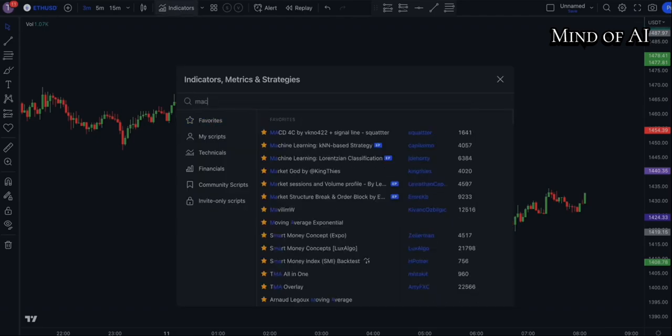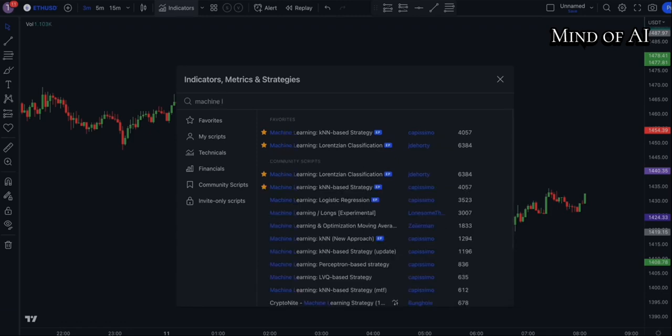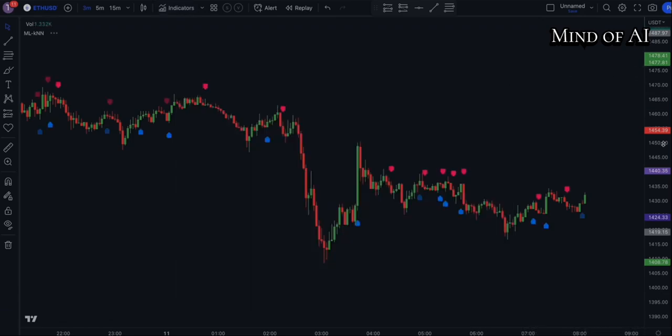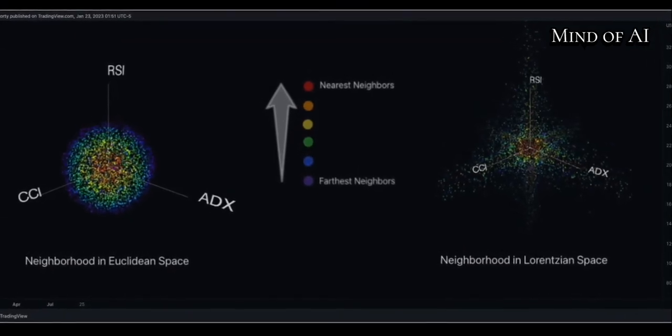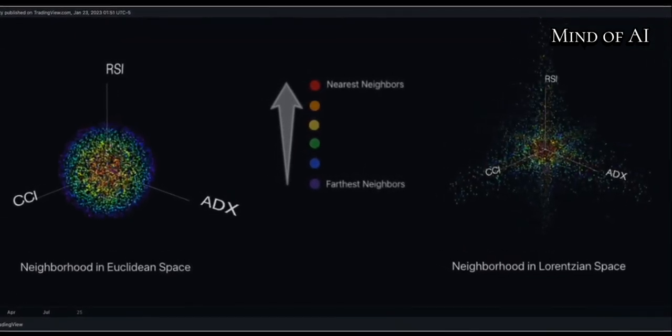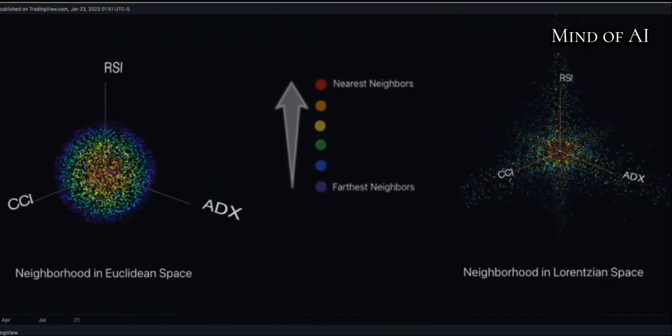So for the first indicator, let's add the Machine Learning KNN based strategy. Let's thank the creator Capissimo for this amazing indicator. The machine learning strategy works by analyzing historical market data and predicting the direction of future price movements based on patterns in the data. KNN is a classification algorithm that determines the class of a data point based on its nearest neighbors in a feature space.